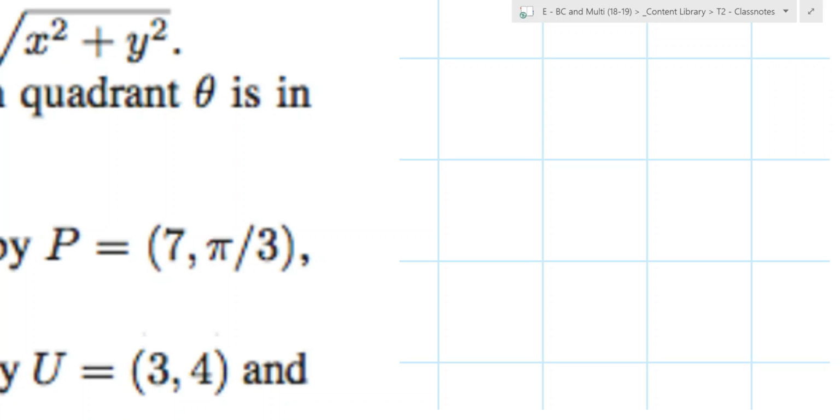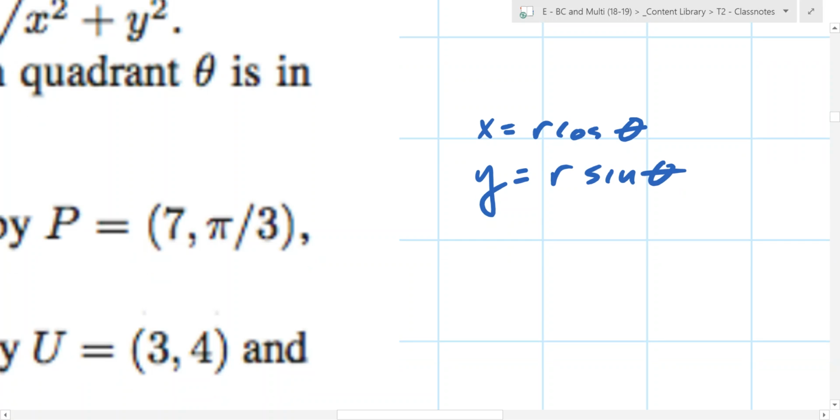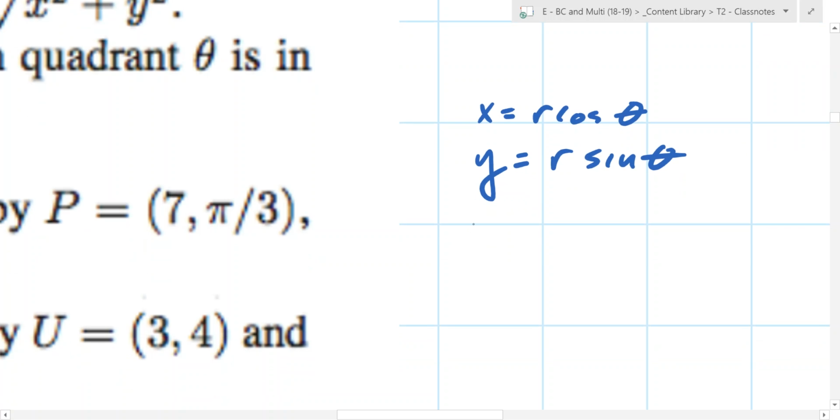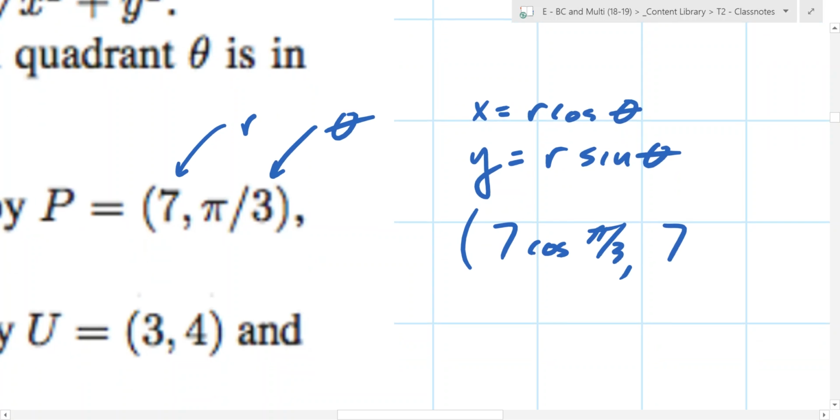Well, you know x is equal to what? What did I say x is equal to? r cosine theta. And what does y equal? r sine theta. Always remember that, right? So if you do this, what's the x coordinate going to be? What's r equal to? There's r, right? And what's that? Theta. So what's the x coordinate? 7 cosine pi over 3. And what's the y coordinate?